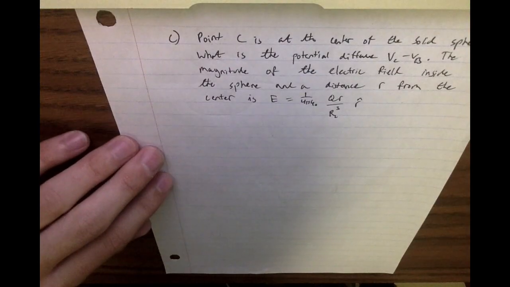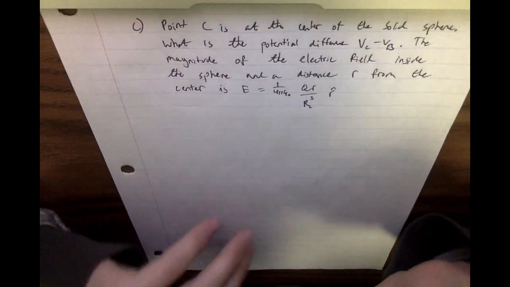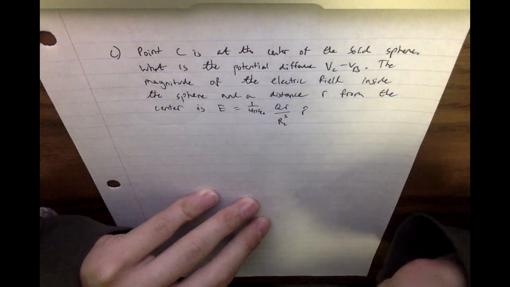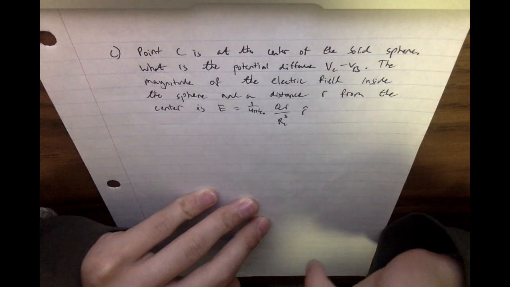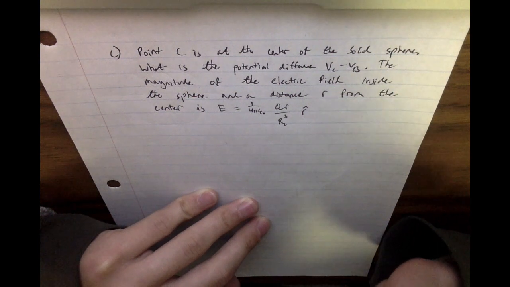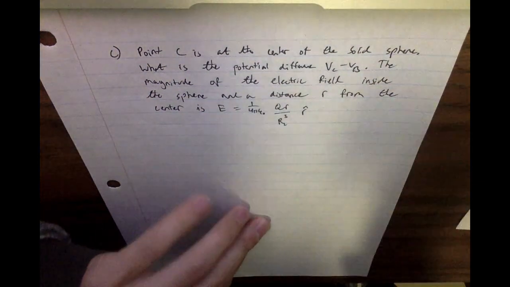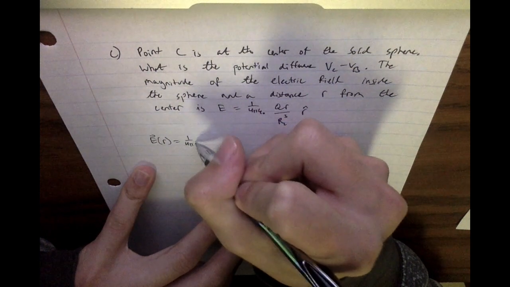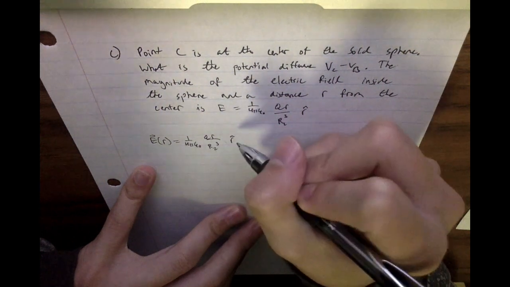And then lastly, part C states that point C is at the center of the solid sphere, and is asking for the potential difference VC minus VB, and it gives us that the magnitude of the electric field inside the sphere at a distance r from the center is E equals 1 over 4 pi epsilon naught Q r over R2 cubed times r hat. So from that, we say that E of r equals 1 over 4 pi epsilon naught Q r over R2 cubed r hat.